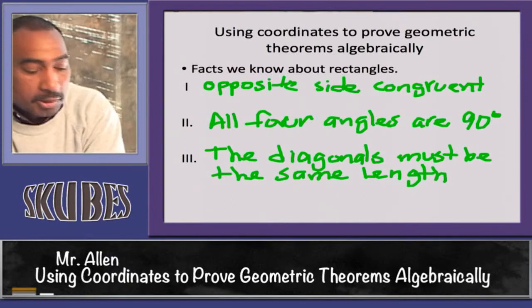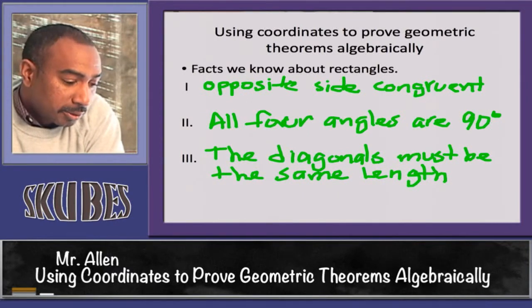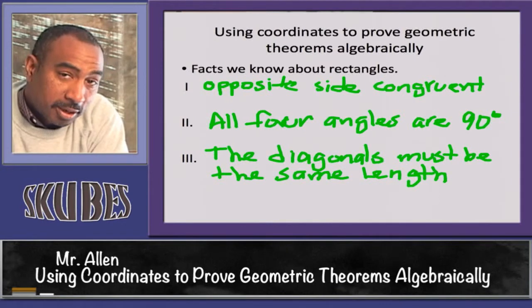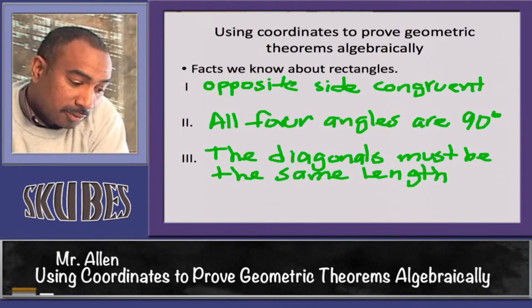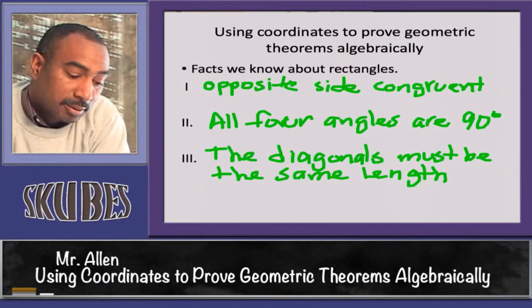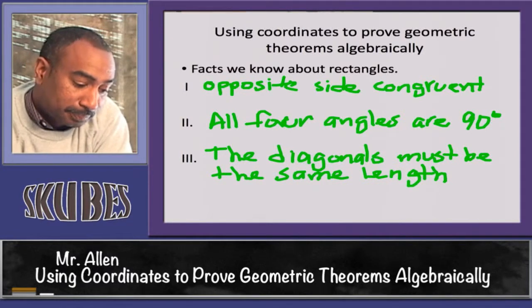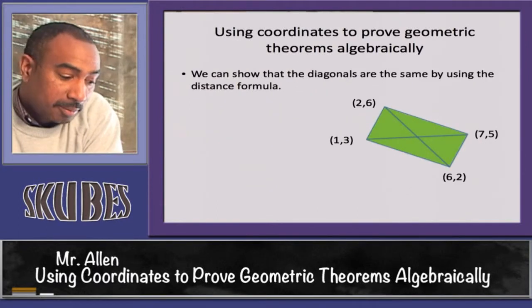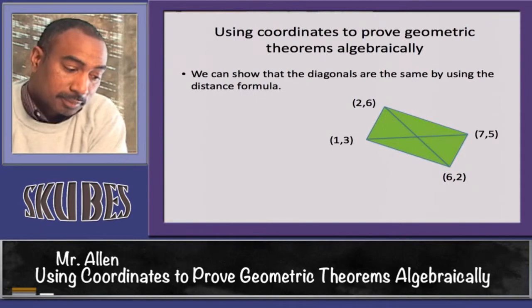But now you have to be careful in geometry. Opposite sides congruent, well, there's some parallelograms where that's true, but they're not rectangles. All four angles are 90 degrees, you could show that. That would definitely make it a rectangle. Or you can show that the diagonals must be the same length. And given that we're given the coordinates, we can figure that out. We can show that the diagonals are the same by using the distance formula.